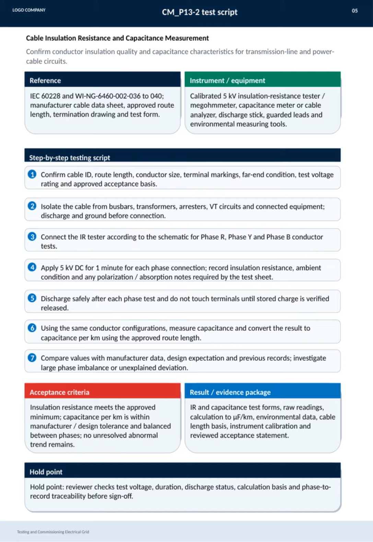After safely discharging the cable to release stored charge, we measure capacitance using the same configurations and calculate capacitance per kilometer. These values are then compared against manufacturer data, design expectations, and historical records to identify any significant imbalances or deviations. Acceptance criteria require that insulation resistance meets approved minimums, capacitance per kilometer stays within manufacturer tolerances, and phase balance is maintained without unexplained trends.